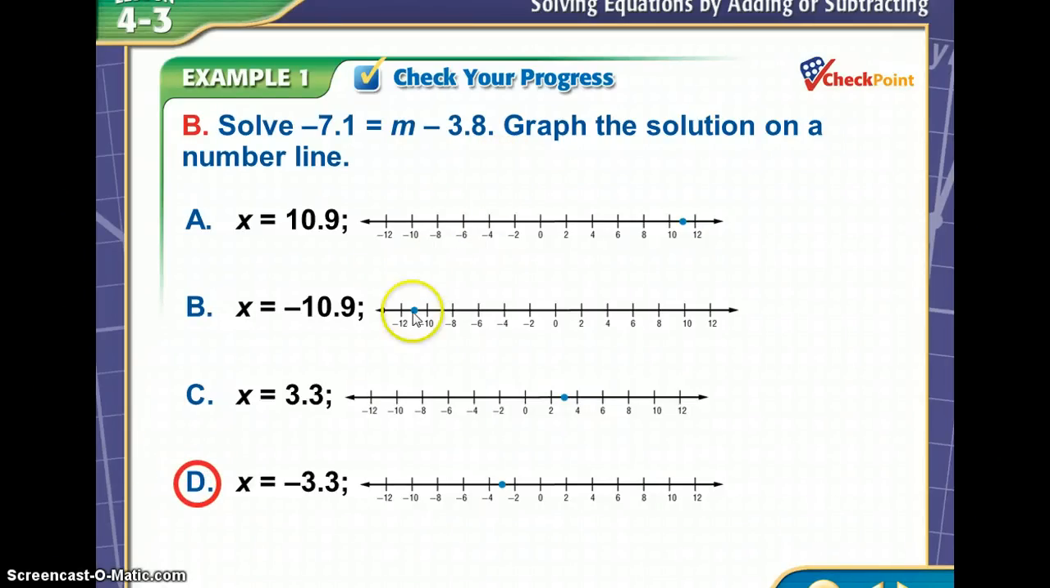Okay, you should have chose D. The inverse operation here of subtraction is addition, so you're going to add 3.8 to both sides. You'll end up with m plus 0. Then you have negative 7.1 plus 3.8. That becomes negative 3.3. And of course, that is located somewhere between negative 2 and negative 4 on the number line.